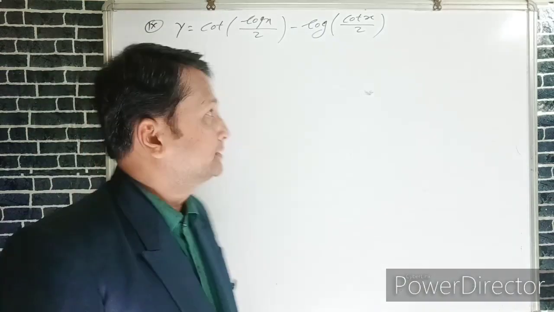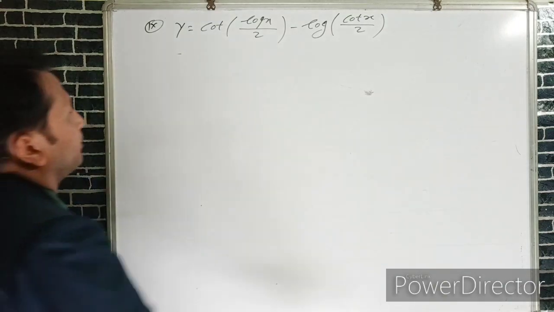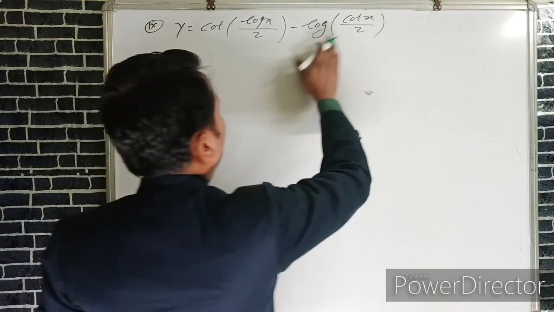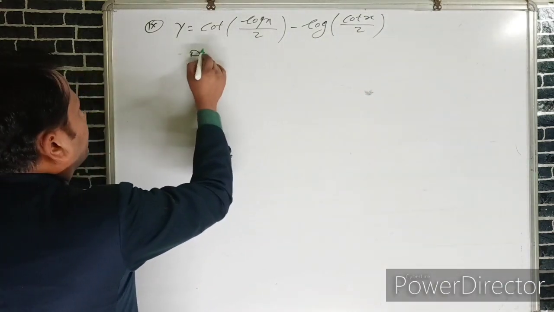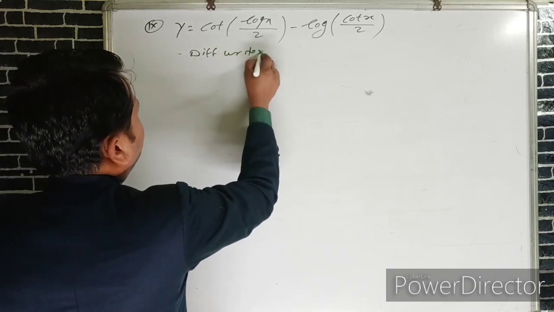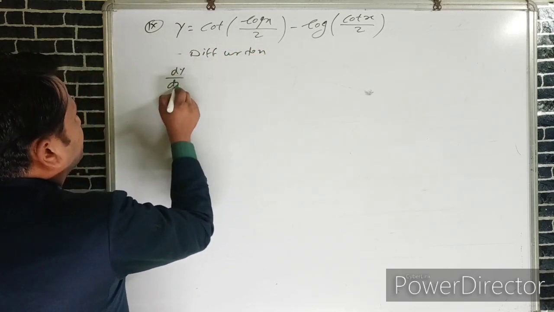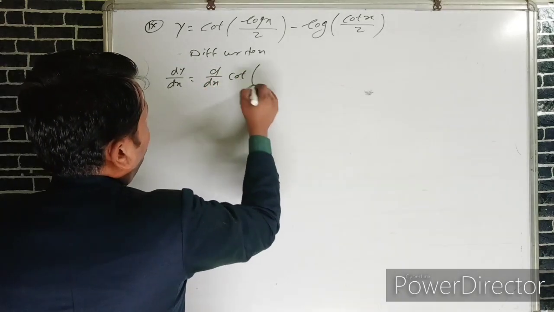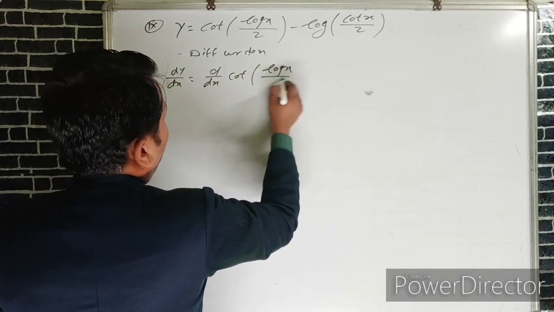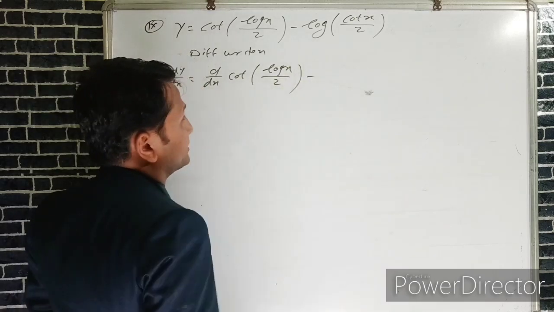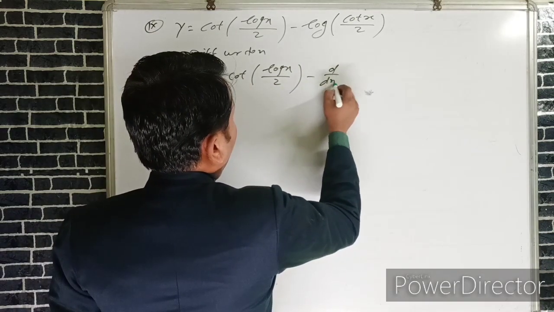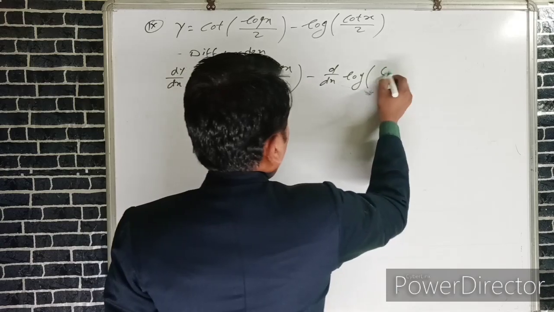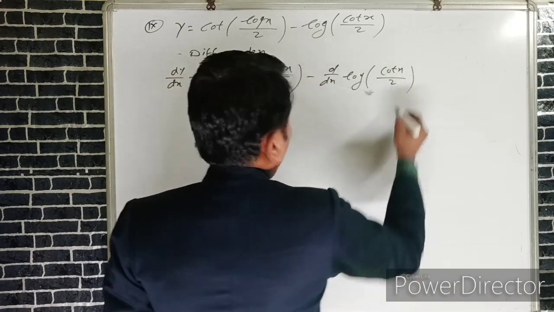Example number 9 is y is equal to cot of log of x by 2 minus log of cot of x by 2. After differentiating with respect to x, we can take a separate derivative of both functions: derivative of cot of log x upon 2 minus derivative of log of cot x upon 2.